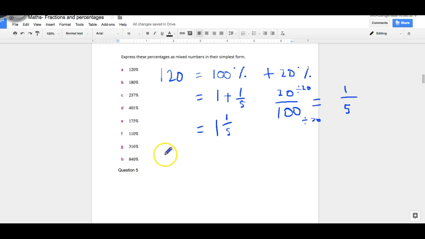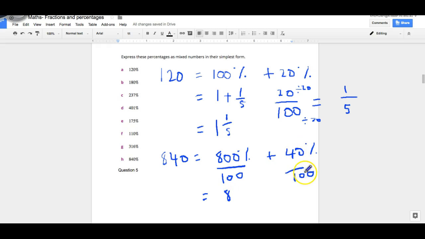All right, let's do maybe 840, the very last one. Okay, so that's 800% plus 40%. So this 800 is equal to 8. If we were to just divide it by 100, that's where the 8 comes from. And then we can divide this one also by 100. So 40 divided by 100, if you were to take the common factor of 20, we would get 2 over 5. So your final answer is 8 and 2/5.